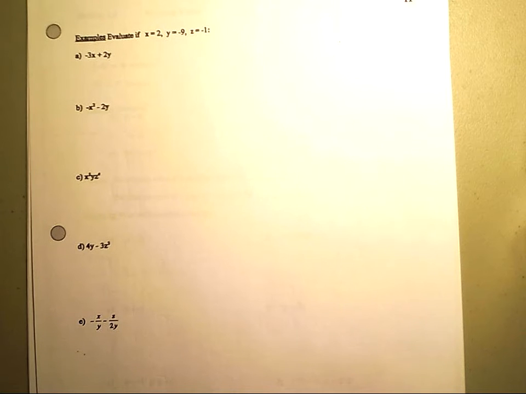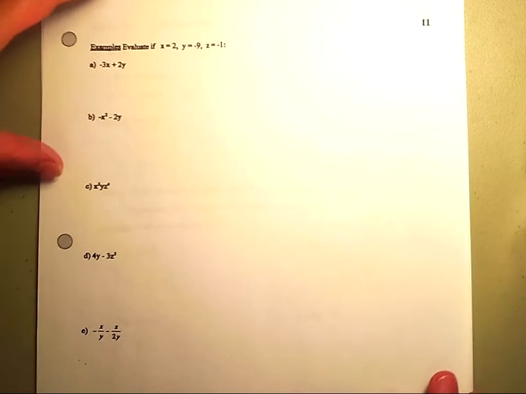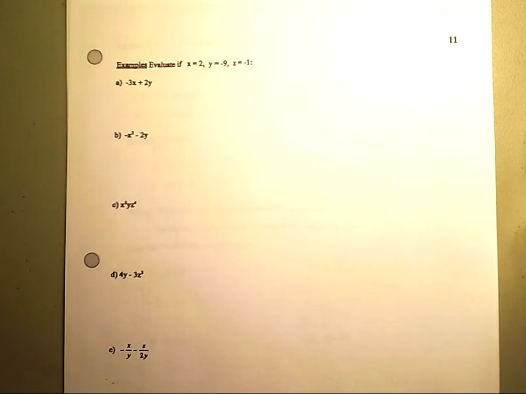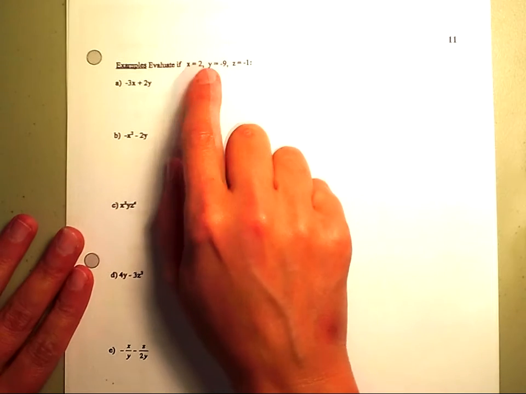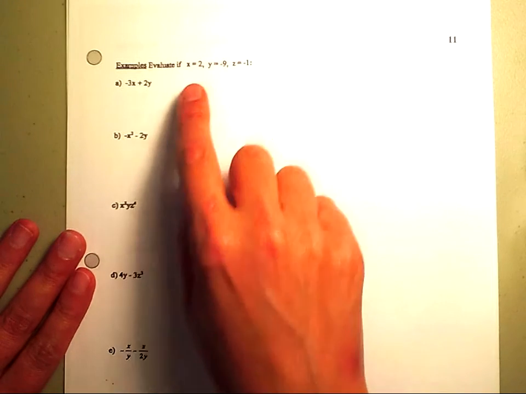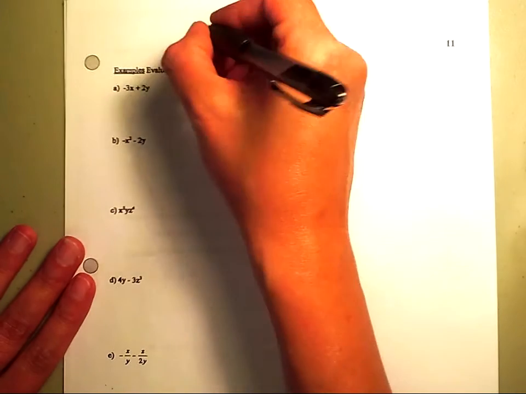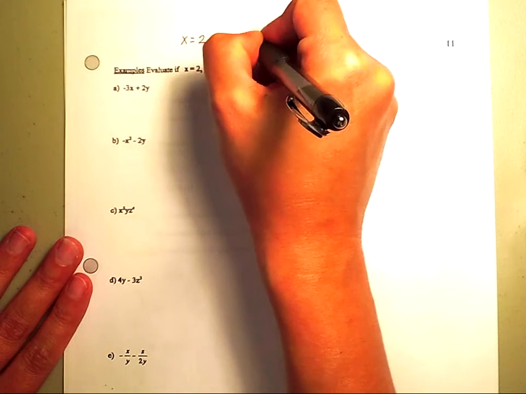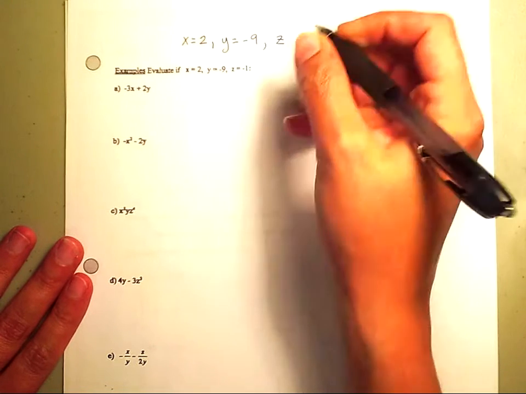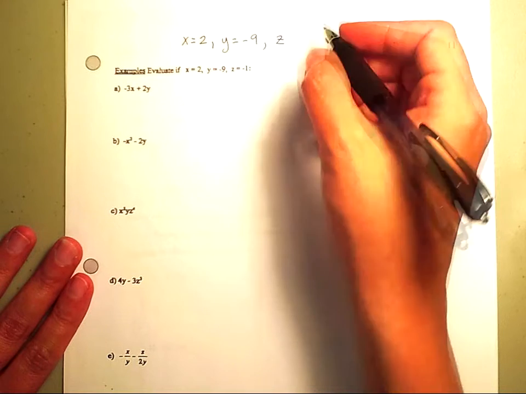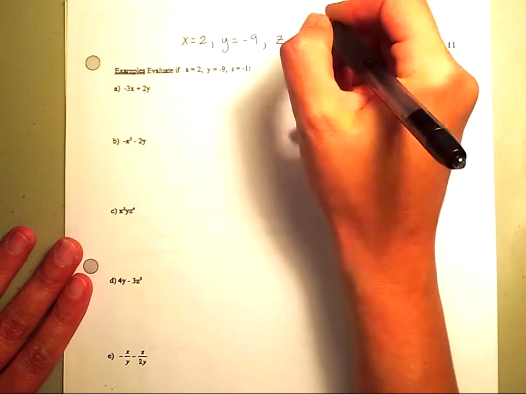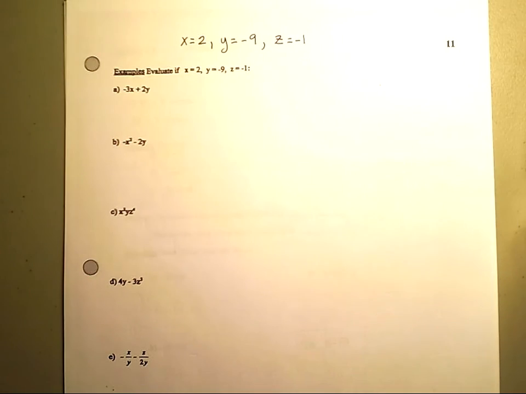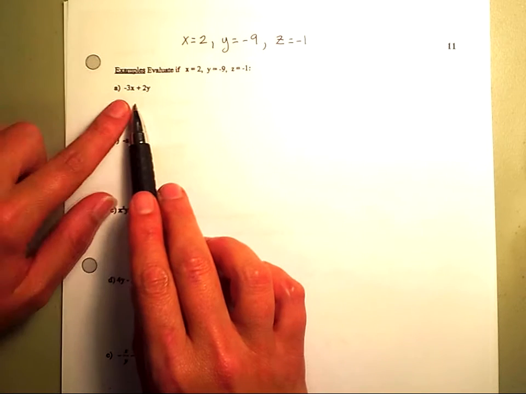Okay. Now let's also do some evaluating. So let's say we have 3 variables, x, y, and z, and we've defined x. They're telling us that x is equal to 2, that y is equal to negative 9, and that z, you'll probably want to start crossing your z's, because z's will start looking like 2's pretty soon. Okay. So what we do, here's an expression.